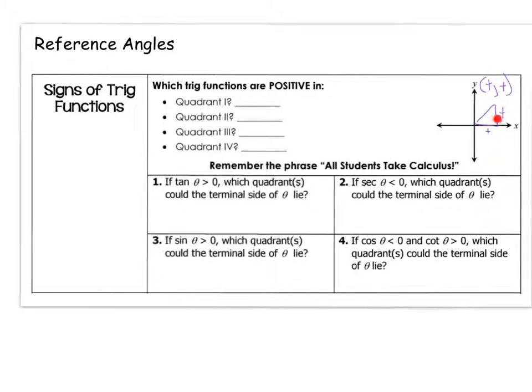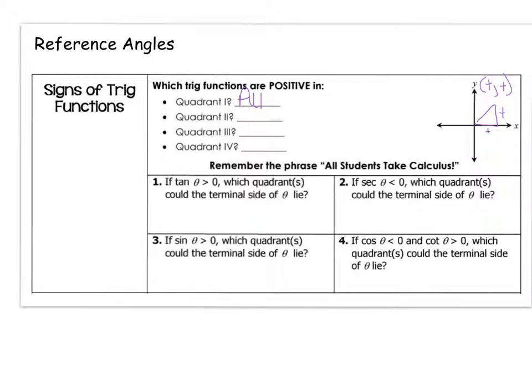This would be the adjacent side. This would be the opposite side. This would be the hypotenuse. The hypotenuse is always positive, okay? So if I look at the sine of this angle, opposite over hypotenuse, positive. Cosine, positive. Tangent, positive over positive is positive.